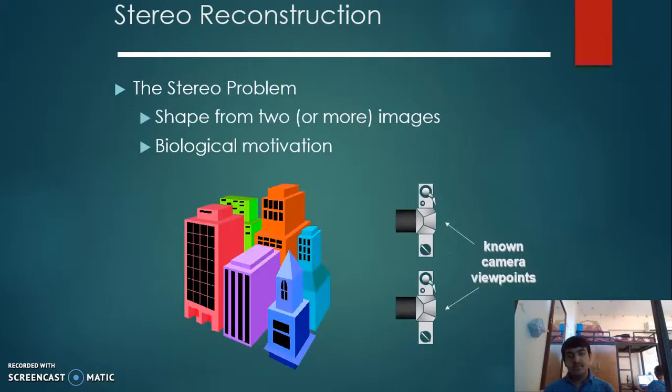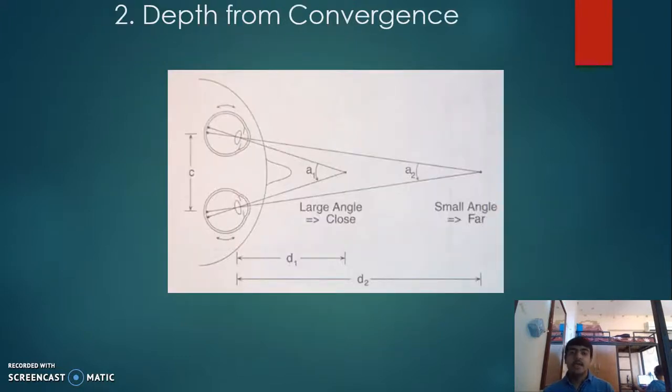Now here two camera points, or viewpoints to be correct, are set up left and right to determine the depth of the object. Now this is our human eye. We are going to observe two images here, and the small angle is for the farther distance and the larger angle is for the smaller distance.